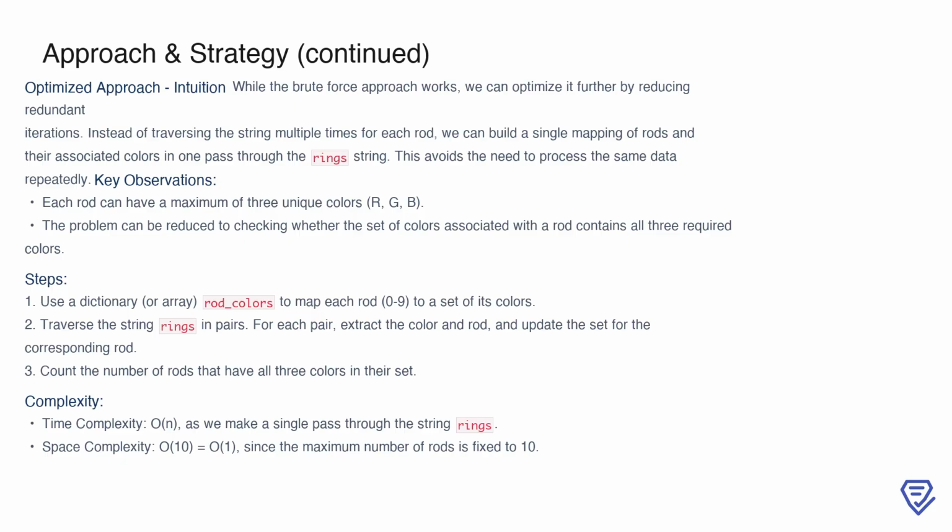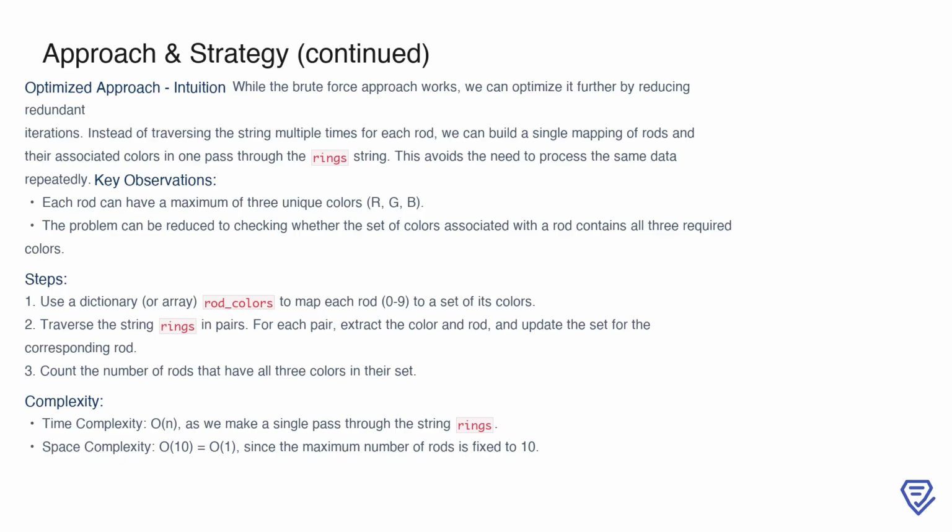Instead of checking each rod individually and iterating over the string multiple times, we can build a single mapping of rods to their associated colors in just one pass through the ring string. This approach takes advantage of the fact that each rod can have at most 3 unique colors, red, green, and blue. By reducing the problem to a single pass, we eliminate unnecessary repetition. Here's how it works. We use a dictionary, or an array, to map each rod to a set that tracks its colors.